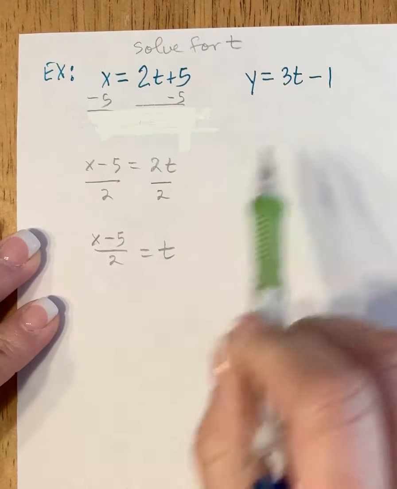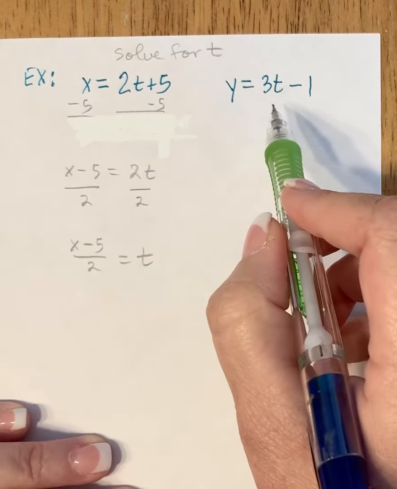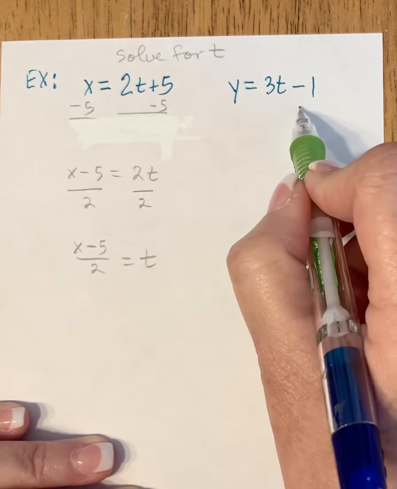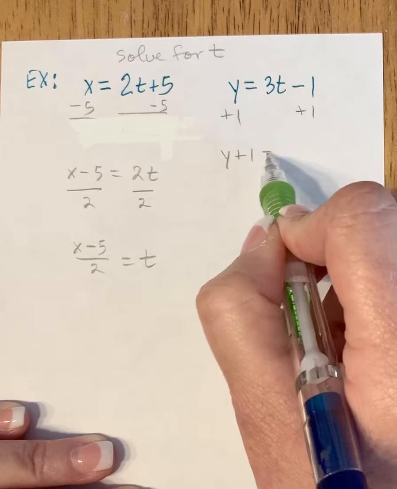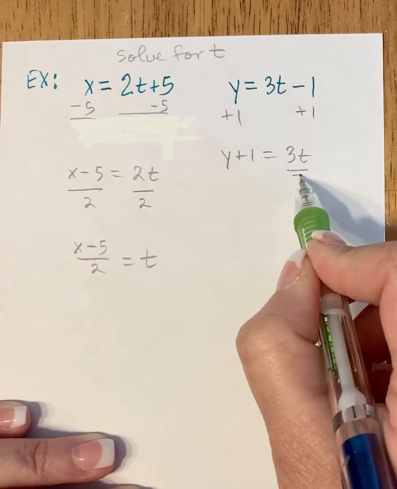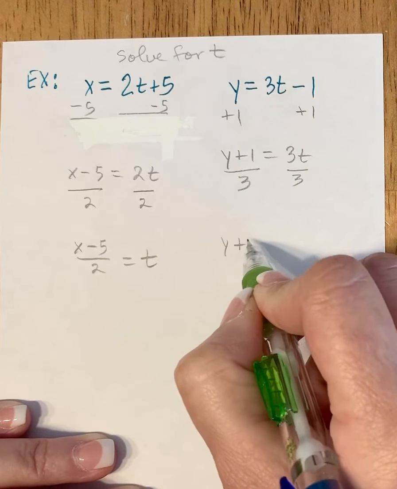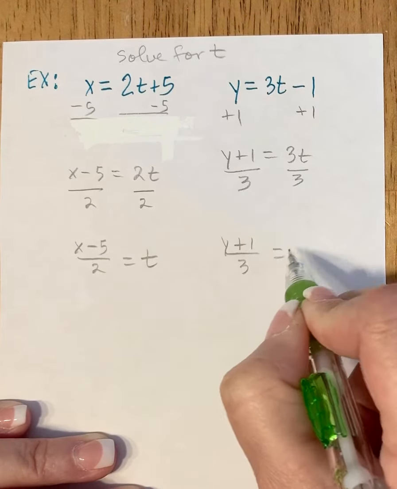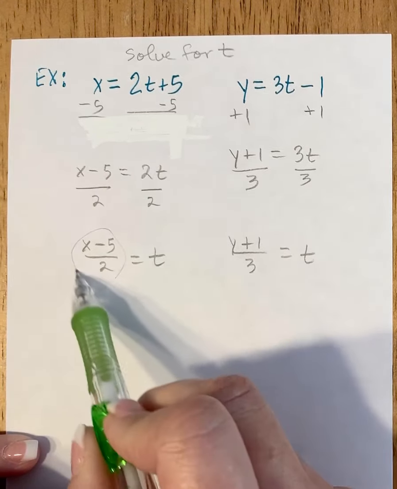And I could substitute that into the other one, but actually it's a little bit easier if I go over here and solve this one for t also. So here I would need to add 1 to both sides. So I'd have y plus 1 is equal to 3t. And then I'll need to divide both sides by 3. So I'll have y plus 1 divided by 3 is equal to t. Okay, so I have two expressions that are both equal to t.